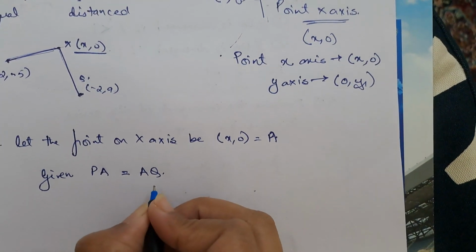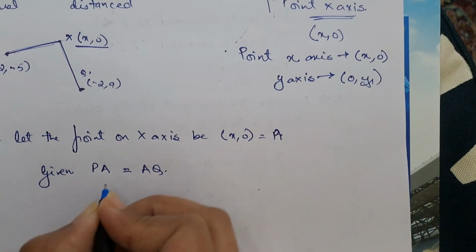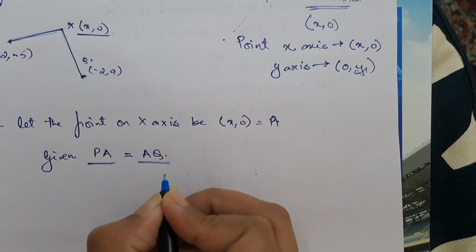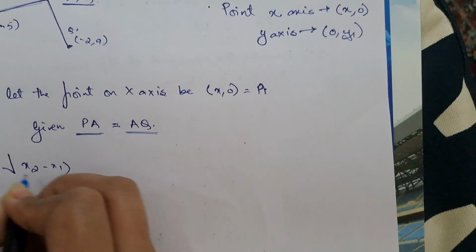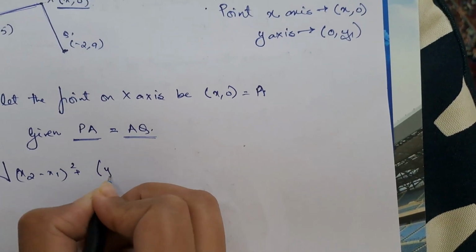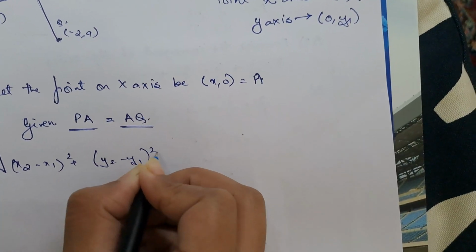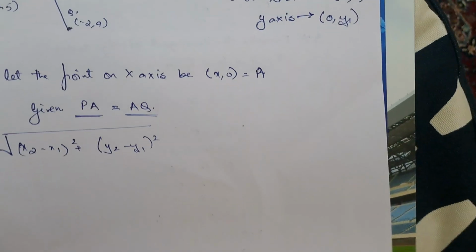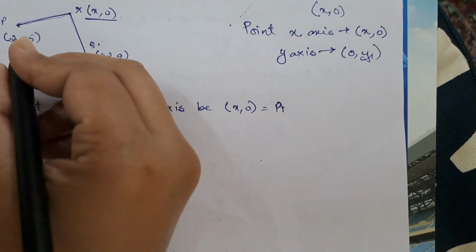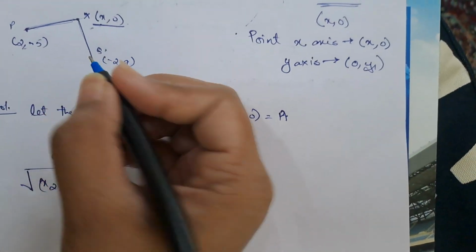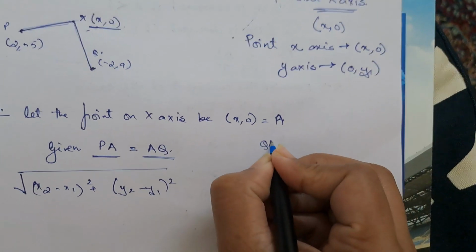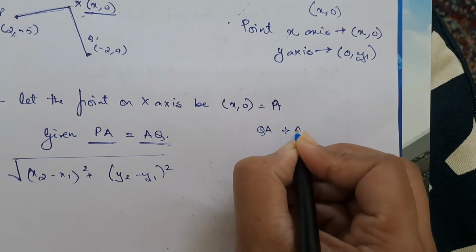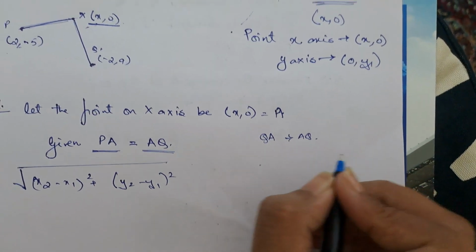Now I have to start solving it. How am I going to do it? I will take these 2 points and find the distances. So it is the square root of (x2 minus x1) whole square plus (y2 minus y1) whole square that you're going to use in here. Your points are PA and AQ. The order does not matter: if you write the QA distance or the AQ distance, it remains the same.